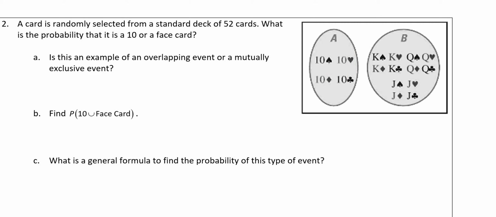So first of all, they say, what is the probability that it is a 10 or a face card? So probability of a 10 or a face card. That's what we're trying to figure out. So there are 4 10s. There's a 10 of diamonds, a 10 of spades, a 10 of hearts, and a 10 of clubs. A face card means a jack, a king, or a queen. Okay, so 10 does not fall in jack, king, or queen. Jack, king, or queen does not make them a 10. So they want to know, is this an example of an overlapping event or a mutually exclusive event? Because they do not share any possibilities in their probability, this is going to be a mutually exclusive event. I think I just spelled that wrong. Sorry.